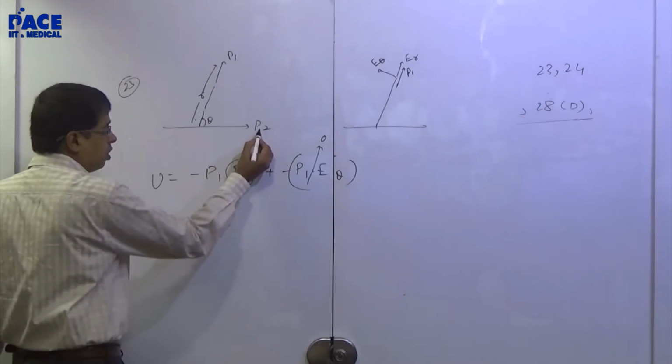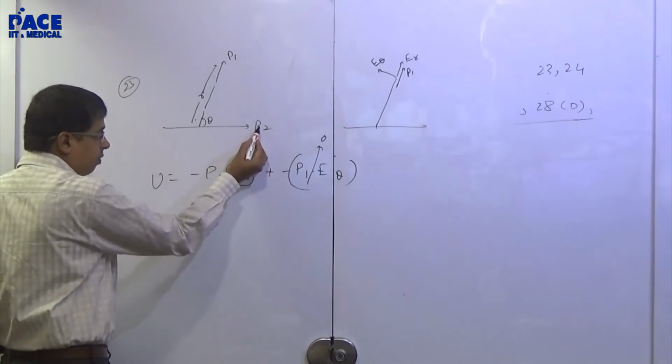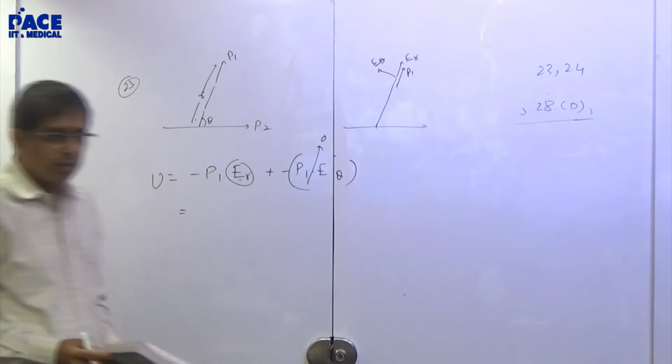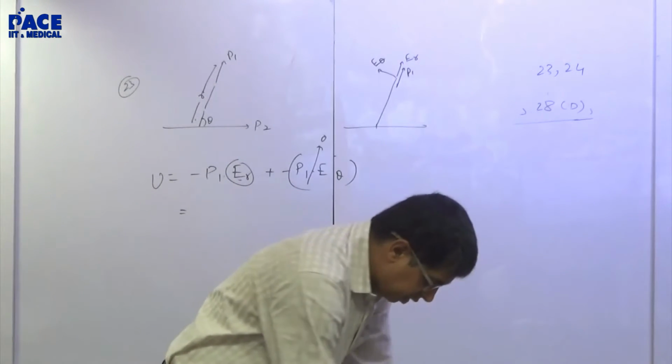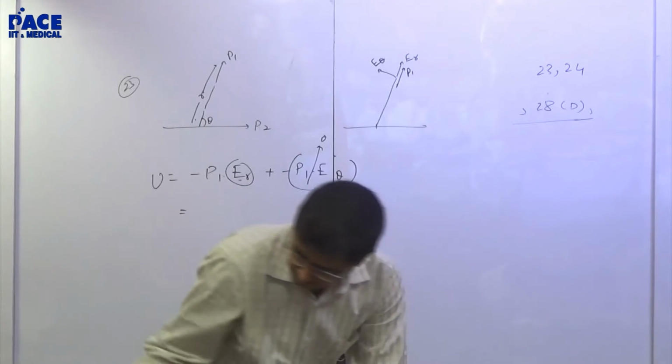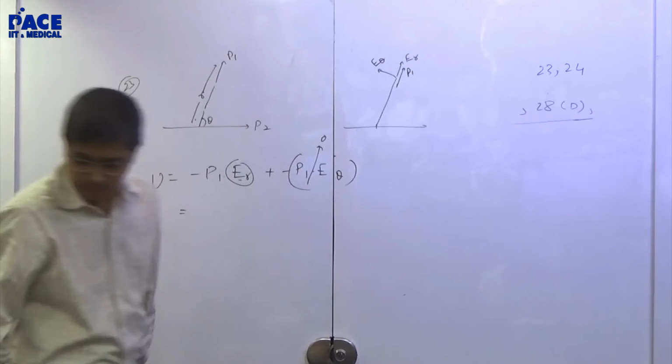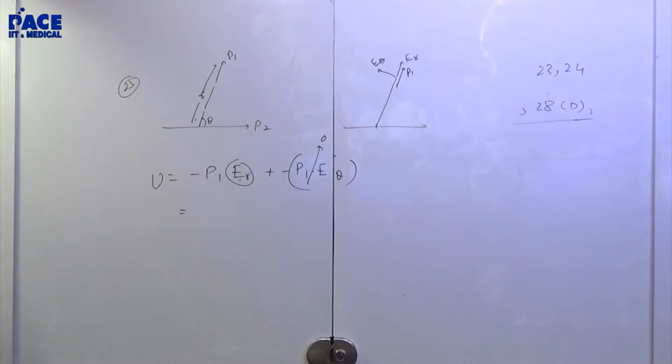E_r value because of P2. Substitute, you get the answer. E_r, do you remember the expression for E_r? 2P2 cos theta by r cube.